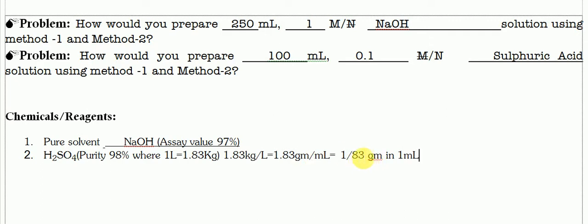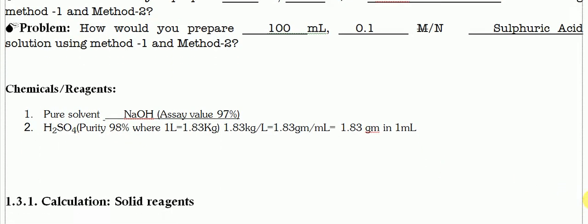Okay, 1.83 gram in ml. I think it is clear to you how you have to complete the question, and you have to write the name of the chemical reagent. Okay, now let's move on to our mathematical section.